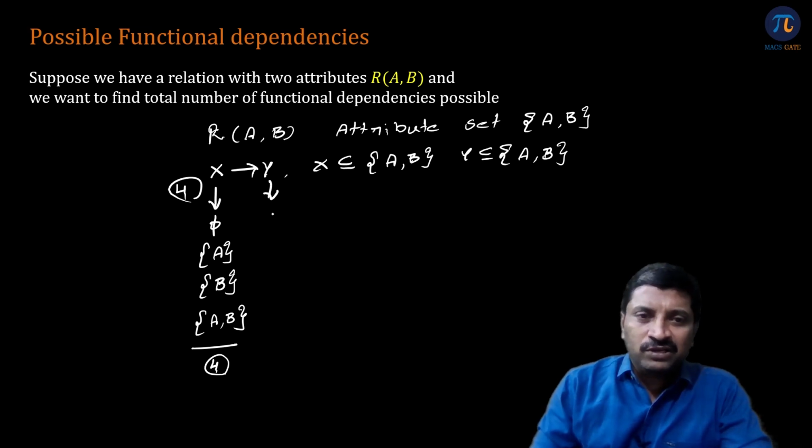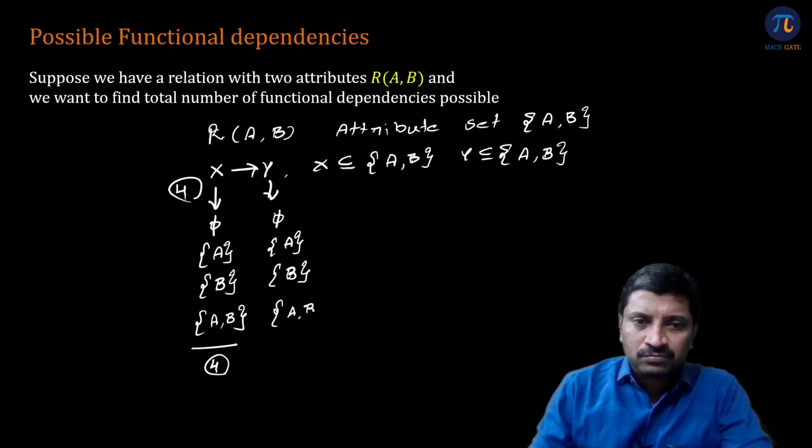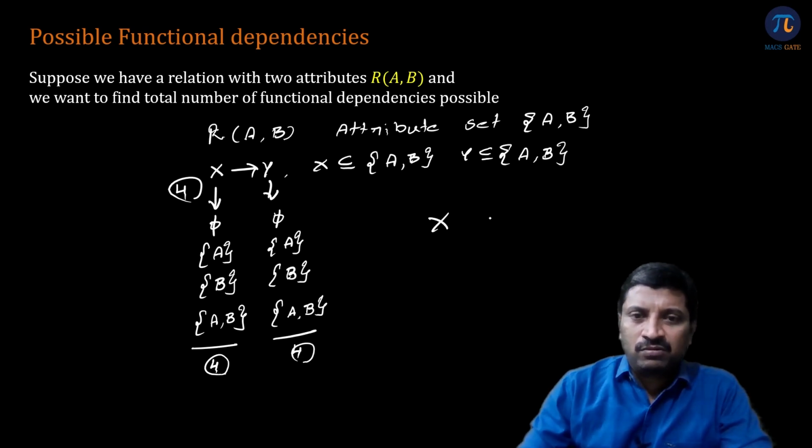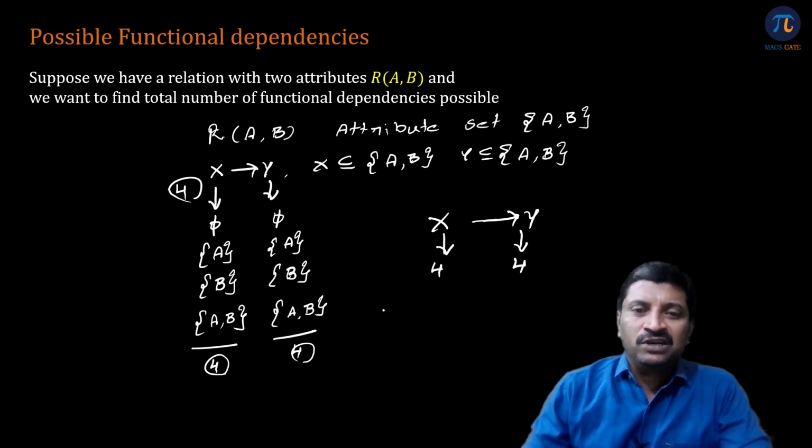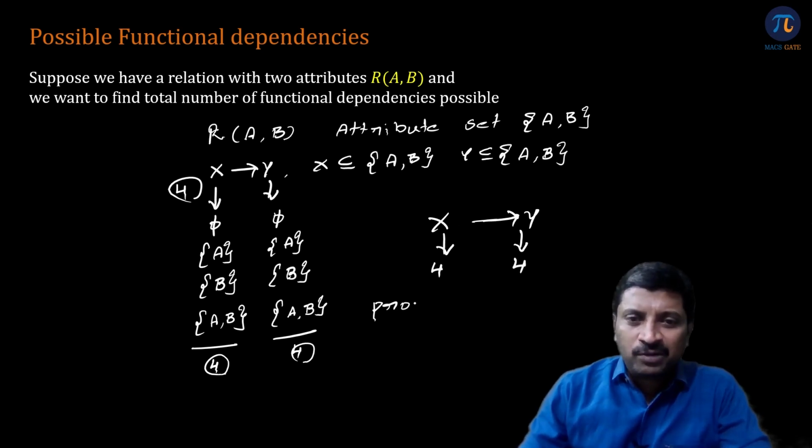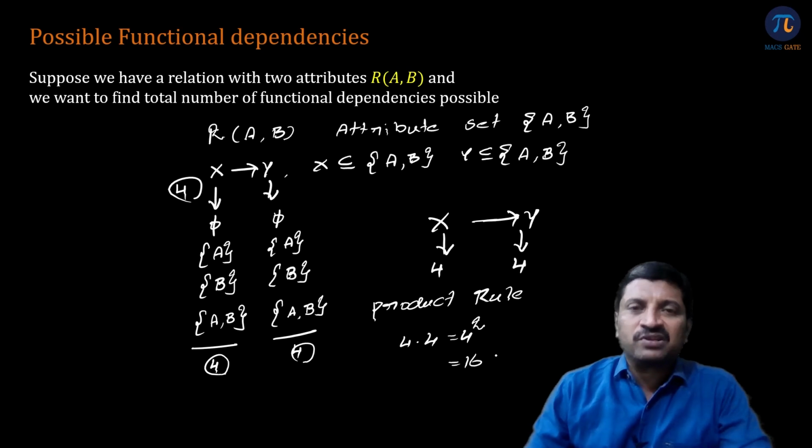Similarly, what about Y, sir? The same. It can be a subset of A, B. So I can write any one of these 4 subsets. So now the functional dependency is X goes to Y. Here X is having 4 possibilities and Y is having 4 possibilities. What is the total number of possibilities, sir? By the product rule, the total number of possibilities will be 4 into 4, that is equal to 4 square, which is equal to 16.